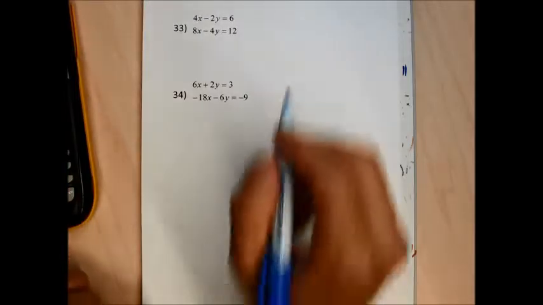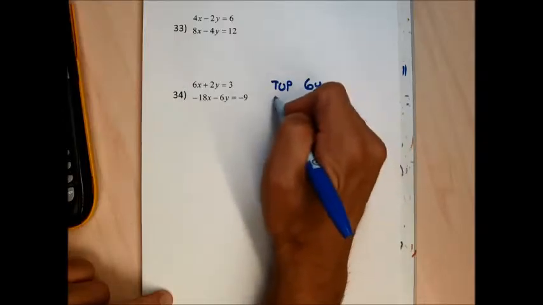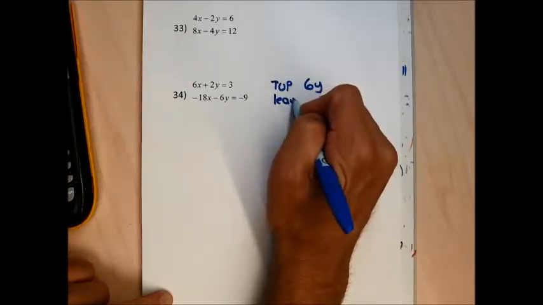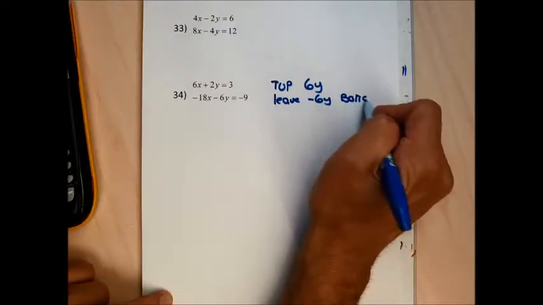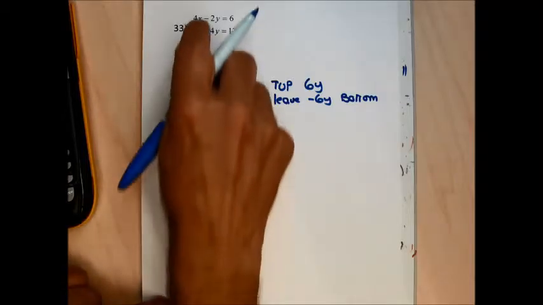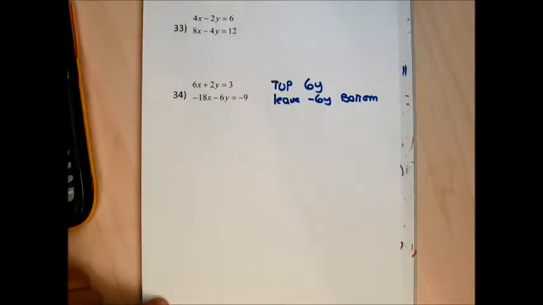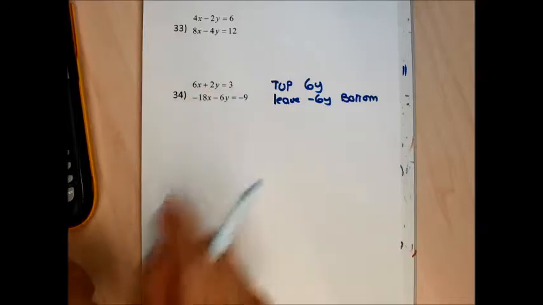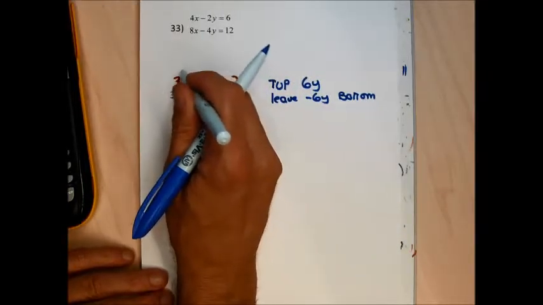I'm going to make the top have a positive 6y, and I'm going to leave the minus 6y in the bottom. If I was doing problem 33, I'd probably make the top have a minus 8x and leave the bottom with a positive 8x. But you can pick what you want. So I'm going to make my top have a positive 6y in problem 34 by multiplying everything by 3.